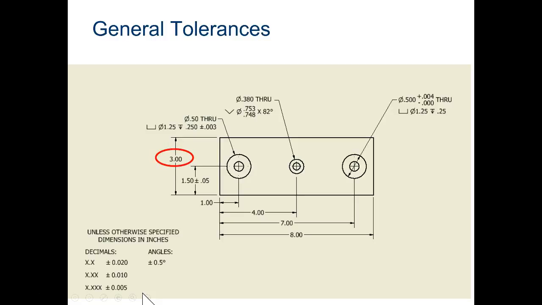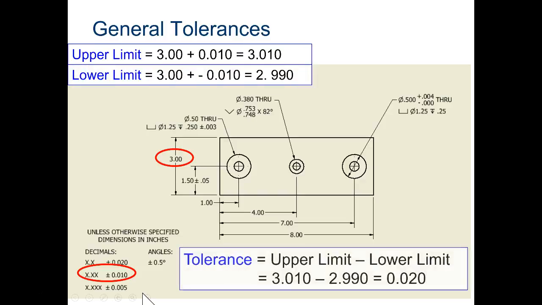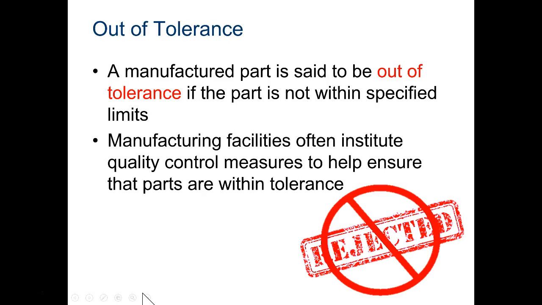In this case, the 3 would refer to the table at the bottom. It has two decimal places, so you're going to say that can be 3 inches plus or minus 0.01 inch. If it's out of tolerance, you throw it away. That's how it works.